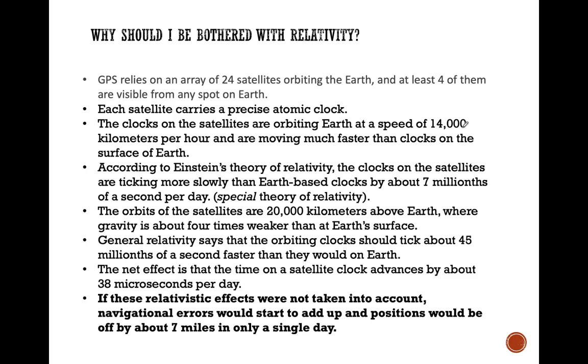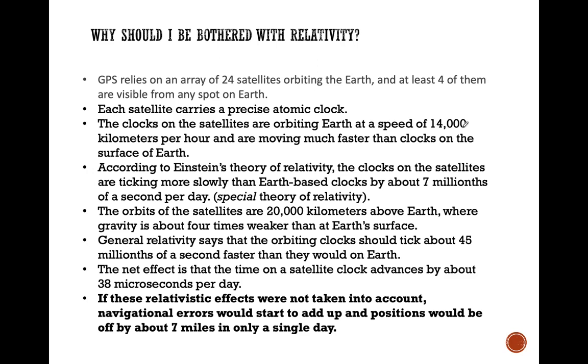Now, the special theory of relativity, introduced by Einstein in 1905, says that these clocks on the satellites are ticking more slowly than the Earth-based clocks, right? And this amount of slowness is actually 7 millionths of a second per day. So every day, there will be a difference of 7 millionths of a second between clocks that we have on Earth and in these satellites. And this effect comes only from the special theory of relativity, right?